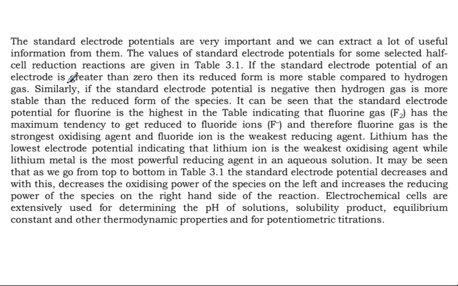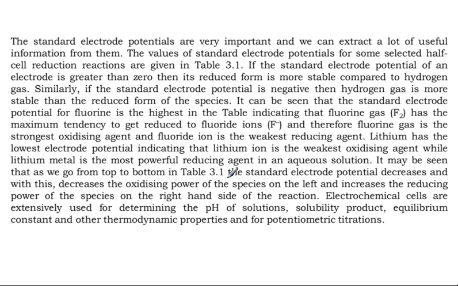This is the interpretation. Similarly, if the standard electrode potential is negative, then hydrogen gas is more stable than the reduced form of the species. Which is more stable? Hydrogen is more stable. So the hydrogen gas is more stable than the reduced form of the species, which means the given species favors only self oxidation. Self oxidation means it becomes an excellent reducing agent. So if the reduction potential is negative, it becomes a reducing agent. If the reduction potential is positive, it becomes an oxidizing agent. This is the concept extracted from this paragraph.